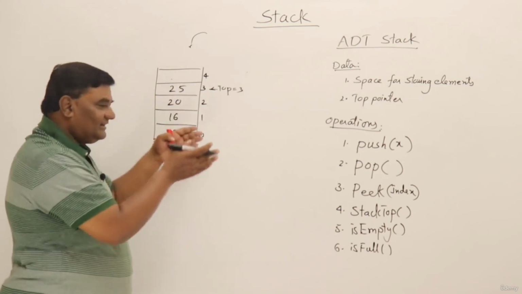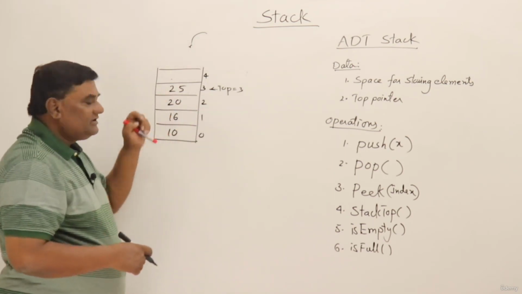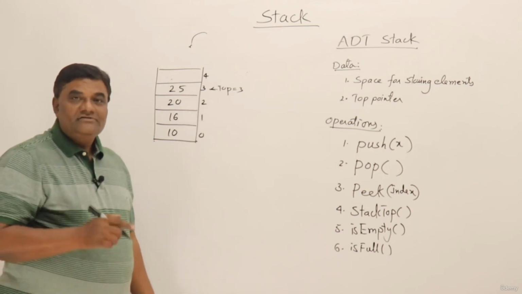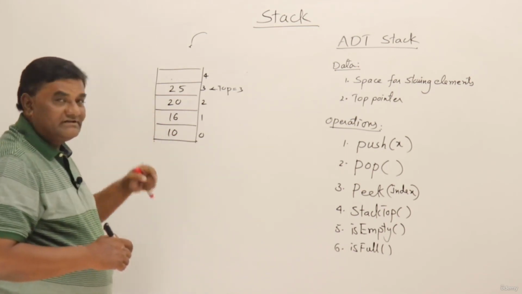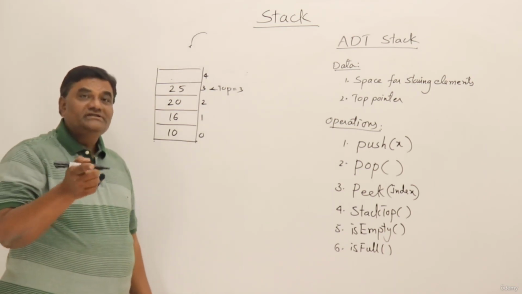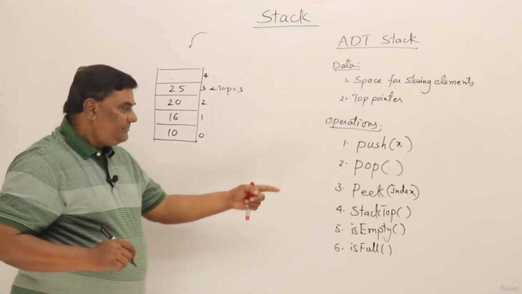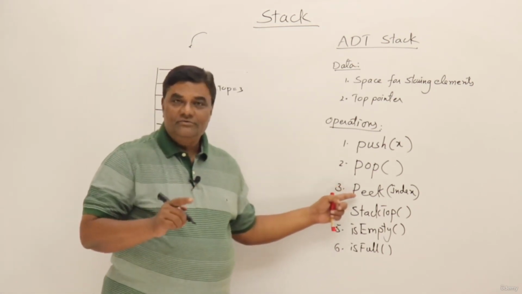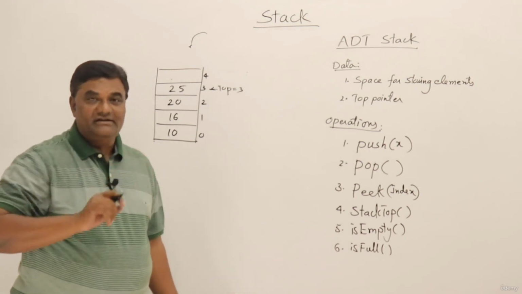If this is a stack like a can, and I look into the can, the topmost that I find is 25. So the first value is 25, the second value is 20, the third value is 16, the fourth value is 10. I want to know which is the third value. So I should get the answer 16 from the top. So peek means looking at a value at a given position. It's not deleting, just knowing what is there.